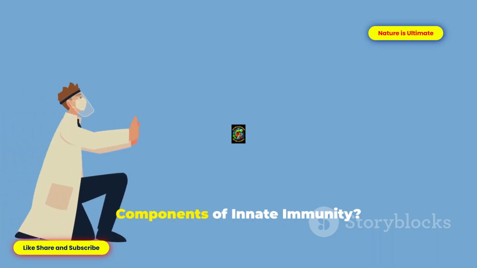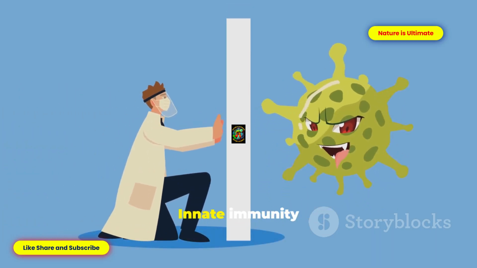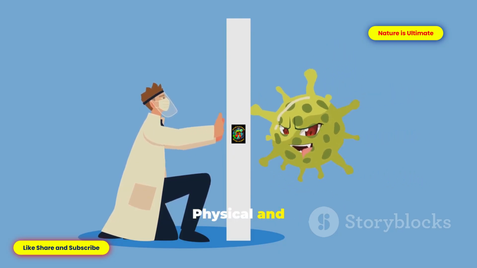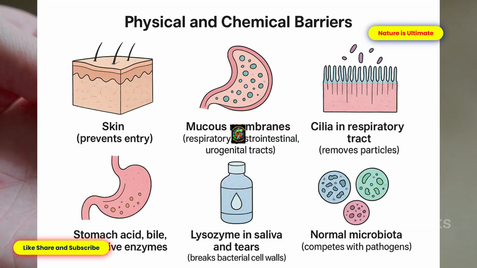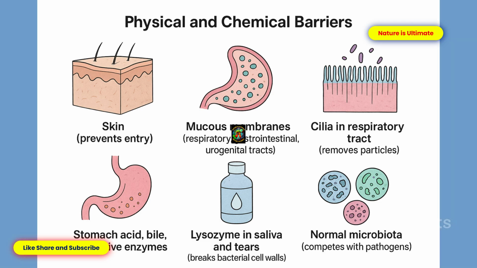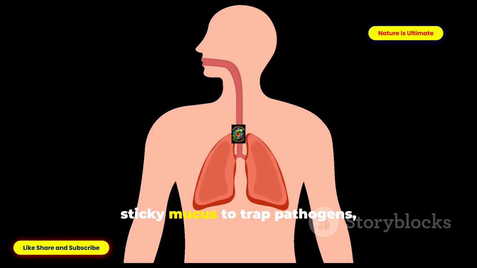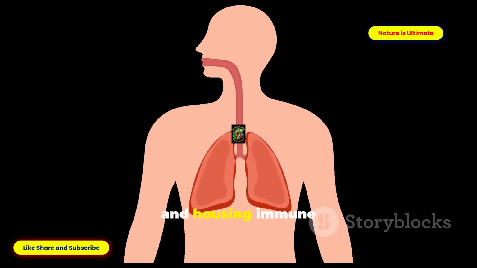Now, what are the components of innate immunity? Innate immunity consists of four major components. 1. Physical and chemical barriers, such as skin, prevent entry of microbes. Mucous membranes present in respiratory, gastrointestinal, and urogenital tracts act by secreting sticky mucus to trap pathogens, producing antimicrobial substances, and housing immune cells that detect and eliminate invaders.